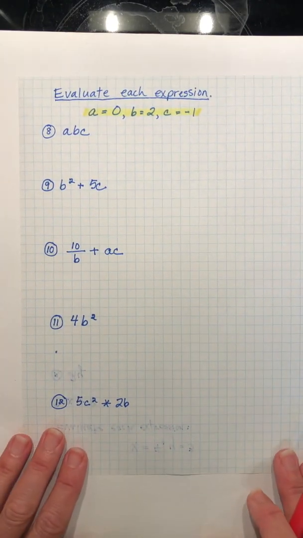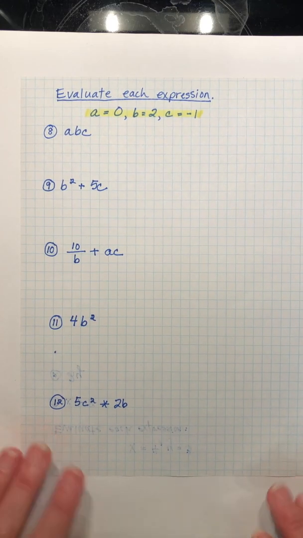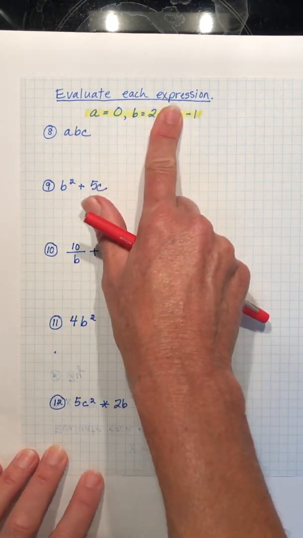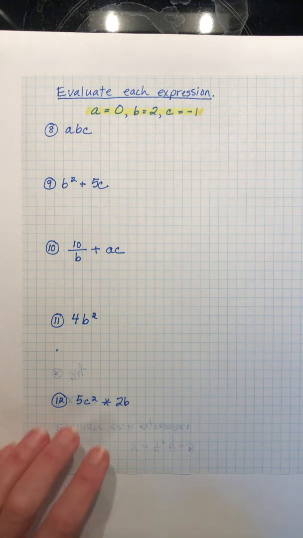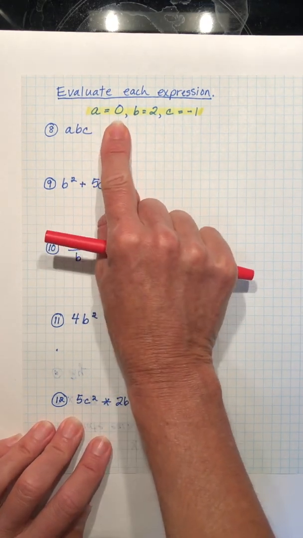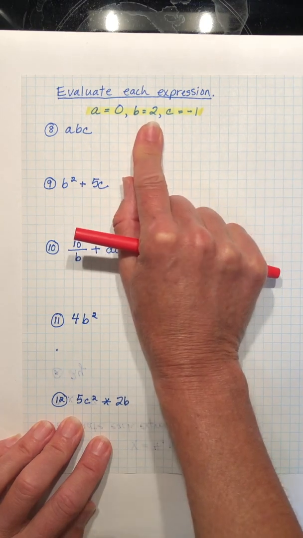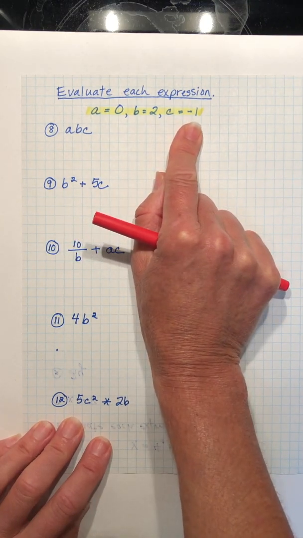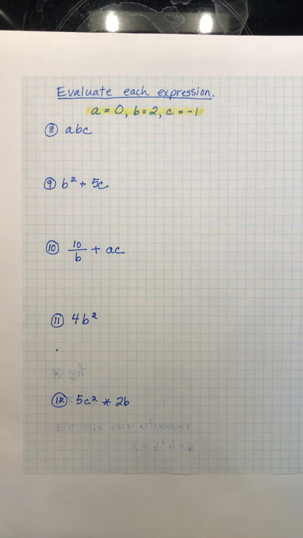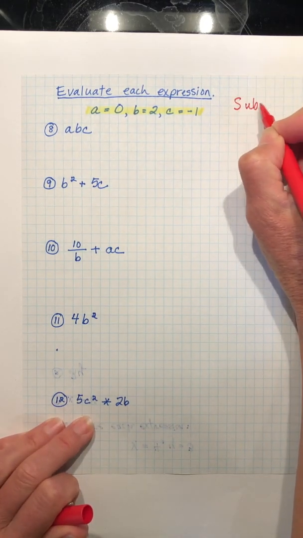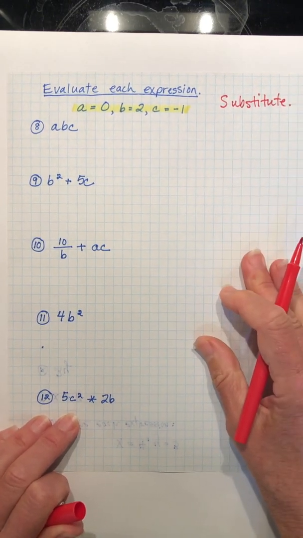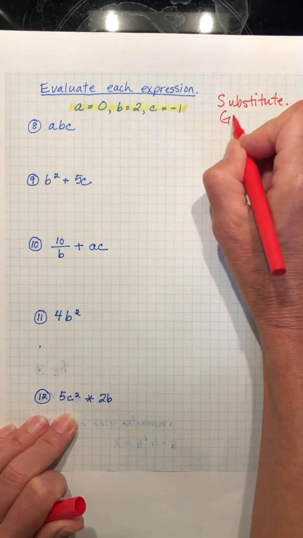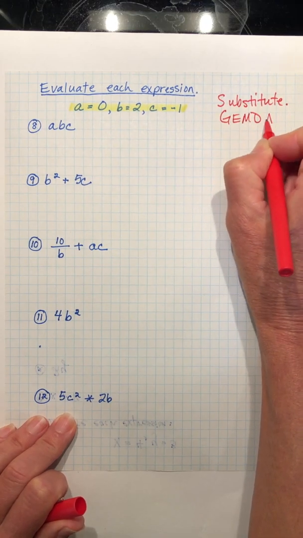All right, so we're again evaluating each expression. And really all that means is tell the value of what all this math is. Tell the value of. So in this case, a is 0, b equals 2, and c equals -1. And again, I'm always going to start by doing the substitution. So I'll substitute, scooch that over, and then I'm ready to use GEMDAS.